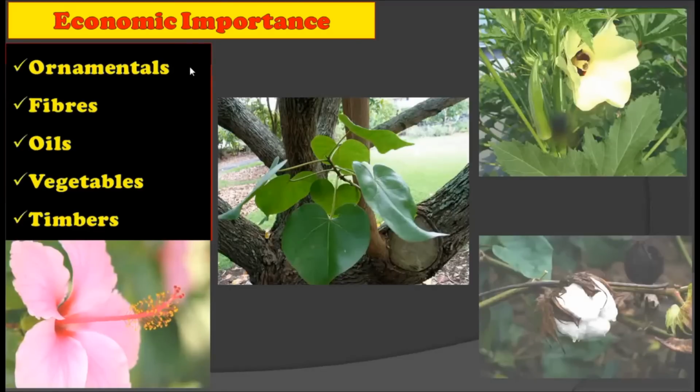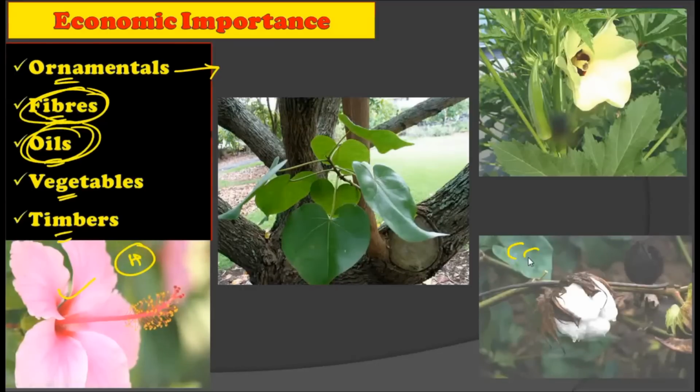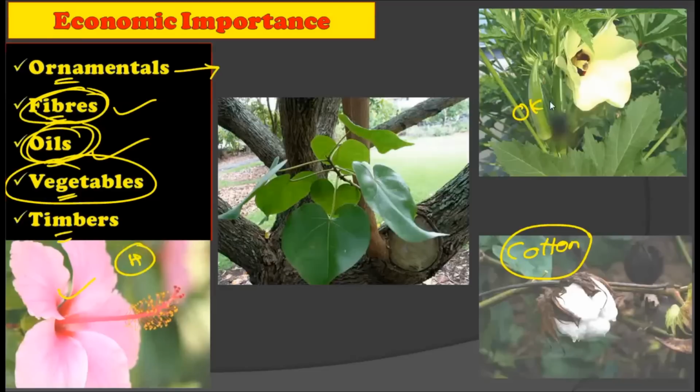At last, let's see the economic importance of the Malvaceae family. They are always used as ornamentals, or as a source for fibers and oils, or vegetables, or timbers. That is, some members of the Malvaceae family are used as ornamentals. The example is the hibiscus plant. This hibiscus plant is often used as an ornamental in the household for decoration purposes. Then the famous source for fibers and oils is the cotton plant. From this cotton plant, we are extracting not only the fibers but also the oils. Then vegetable species such as okra are also present, and timber producing plants are also found in the Malvaceae family. All right. So this is the economic importance of the Malvaceae family.